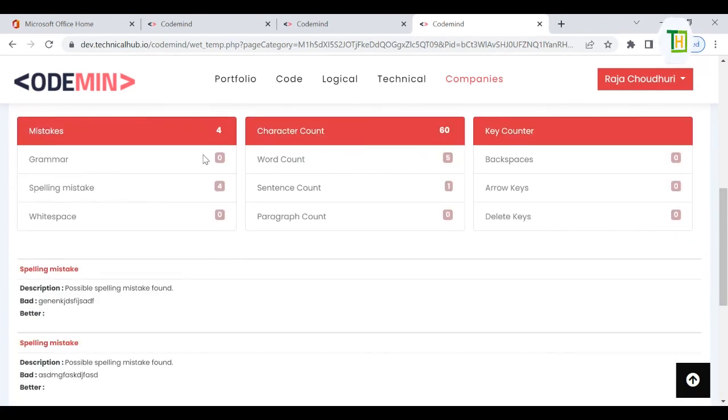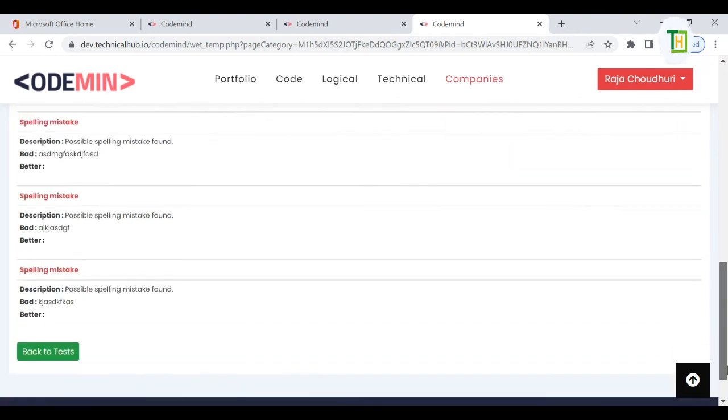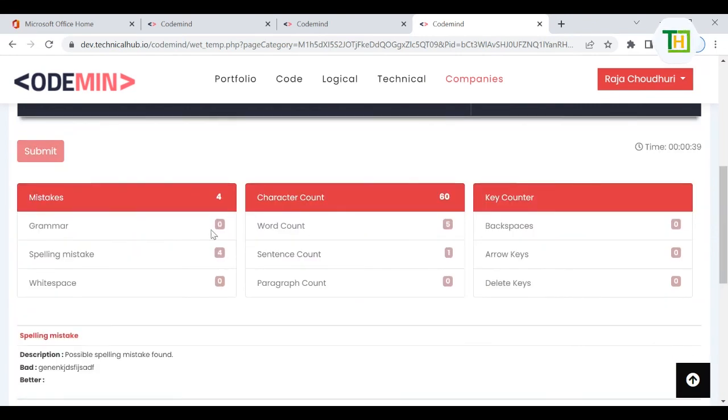Mistakes, grammar mistakes, spelling mistakes. See, grammar zero mistakes, spellings four, white spaces, then word count, five words we have typed, and sentence count, one sentence only. Backspace we did not use, arrow keys we did not use, delete keys also we did not use. So you will get all this clearly. Okay. Yep. Only a single attempt, boss, and now it is your wish how better you can perform.